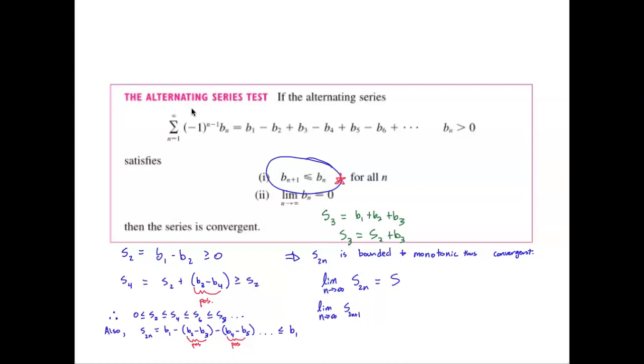So then S sub 2n plus 1, isn't that just S sub 2n plus one more term, which would be B sub 2n plus 1. So this is just the odd terms in the sequence.